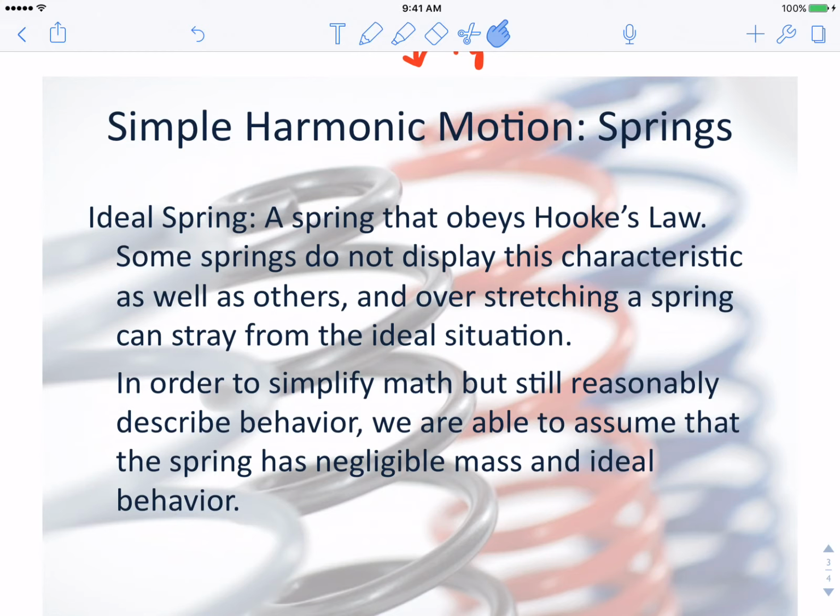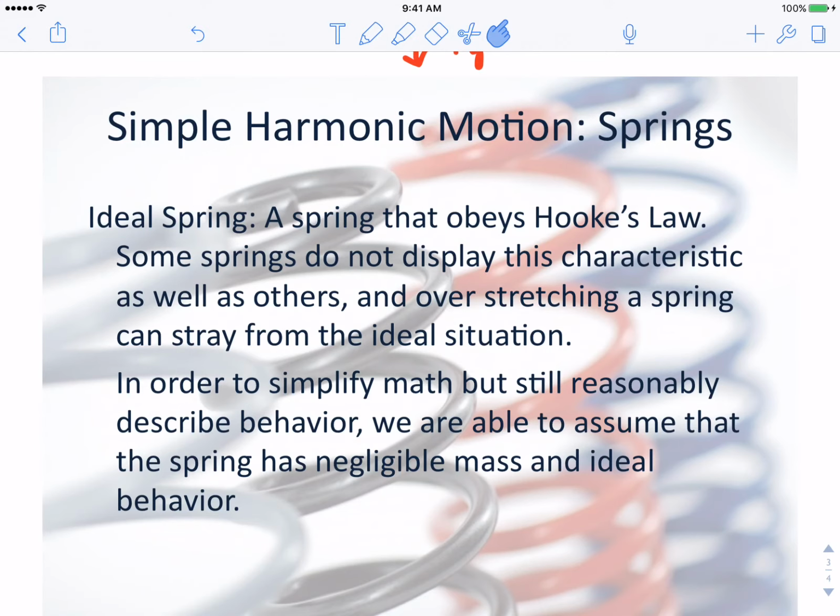And for our class, in order to try to model the situation in as simple of a way as possible, we're going to assume that our springs are acting in an ideal sort of way. Don't get overconsumed with this definition of ideal spring. Just understand that we're going to assume all springs behave like this. And in real life, it does not work out perfectly this way, but it comes close enough.